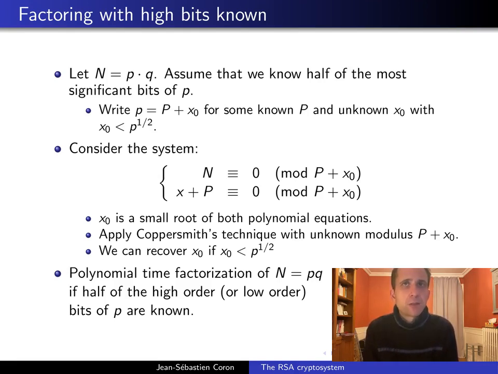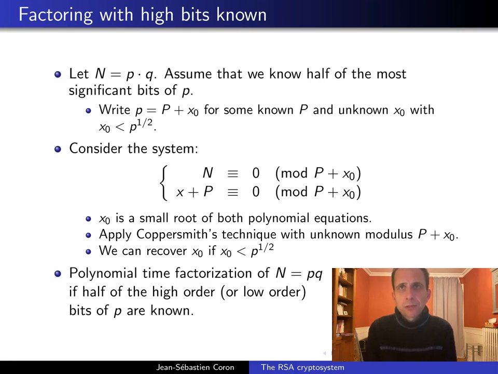The first equation is actually a constant, big N, but the second equation is a polynomial x plus P, and so x0 is a root modulo capital P plus x0 of this equation. And so we can apply Coppersmith's technique. We are going to compute a linear combination of these two equations plus more equations that we generate by shifting the polynomials or by raising the polynomials to some power k.